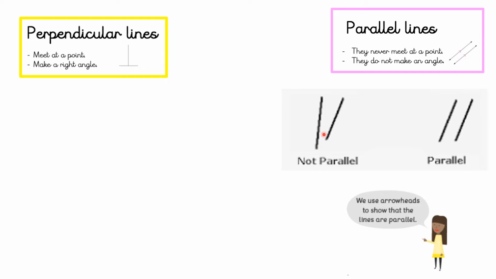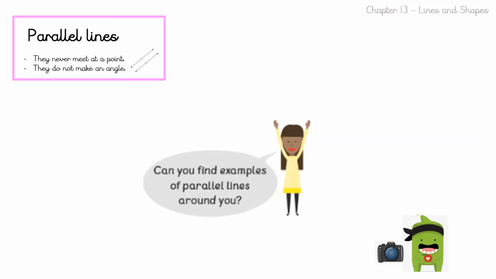We don't need to look just for the gap, we need to look at whether they are going to meet at some point or not. Okay, so parallel lines, they never meet at a point, they do not make an angle, and we mark them with a small arrow. And now, how many parallel lines can you find around you? This challenge is tricky, so please think carefully. You need to find lines that never meet at a point and they do not make an angle. So pause the video and go and have fun.